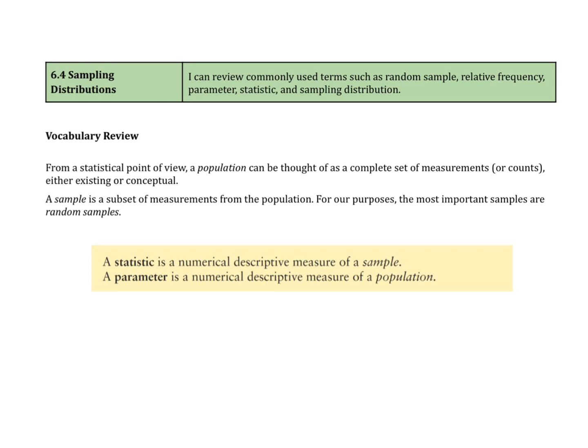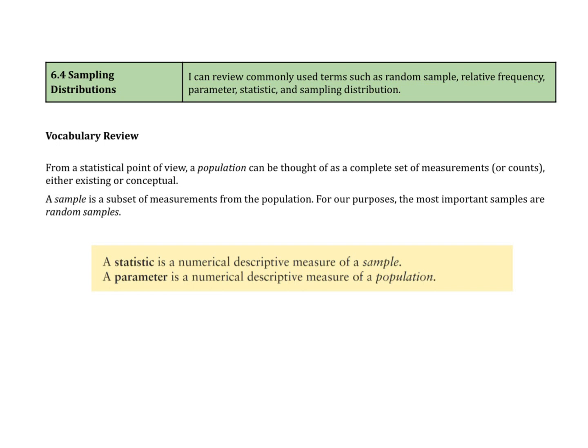In section 6.4, we're really just reviewing some vocab. In particular, the difference between a population and a sample. So remember that from a statistical point of view, a population can be thought of as a complete set of measurements or counts, either existing or conceptual. So a population could be the entire group of people that you're studying, or it could be the entire set of possible outcomes in a probability situation.